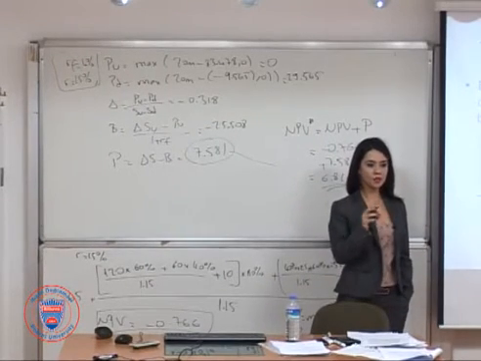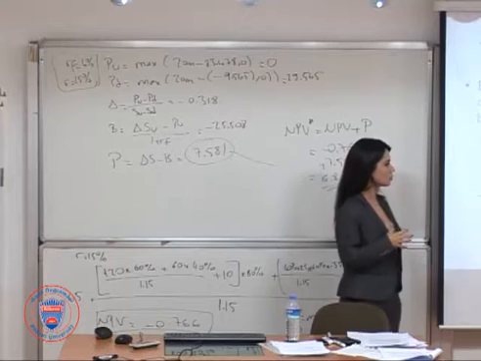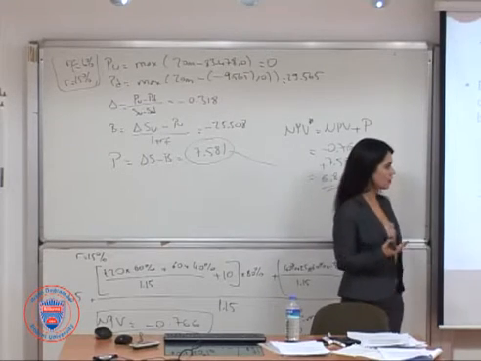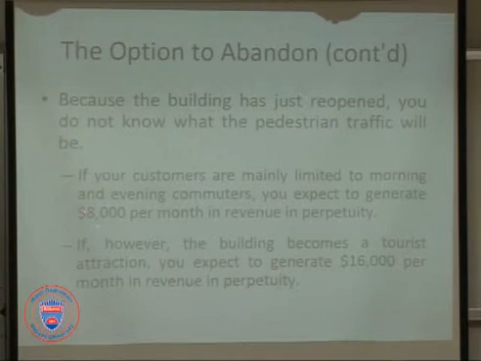This area might be really in. If it is the case, there will be lots of traffic, pedestrian traffic. And in this case, you're going to make $8,000 per month in perpetuity. So now I'm introducing perpetuity to the picture, not the decision trees. If, however, the building becomes a tourist attraction, you expect to generate $16,000 per month in revenue in perpetuity. So basically, this is like an infinite life project.